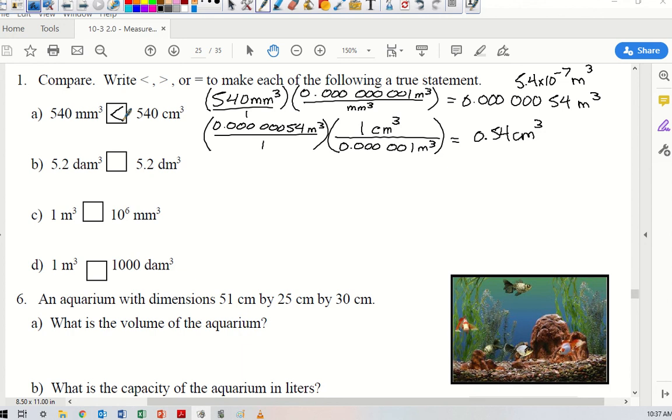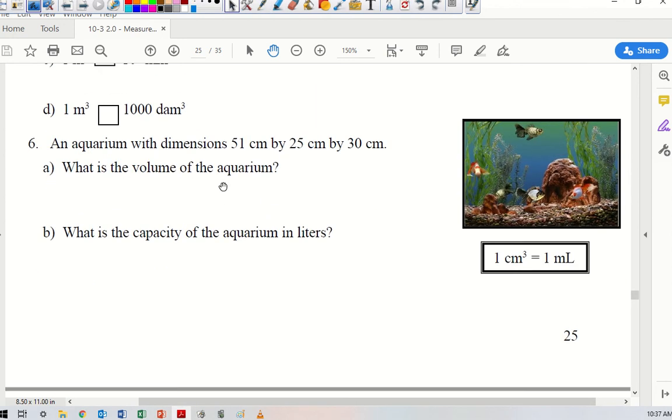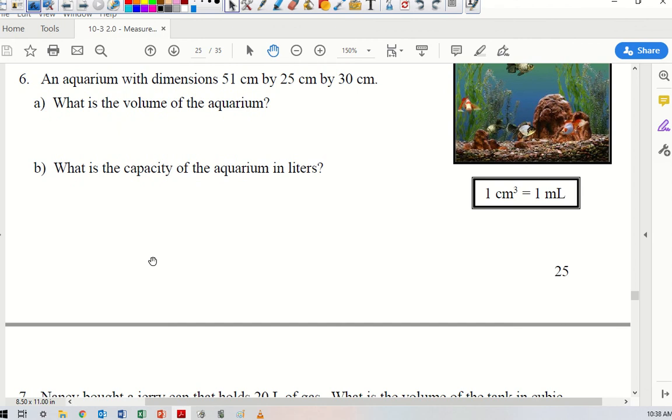Okay, everybody has this? All right, so we'll skip down to number 6 here.